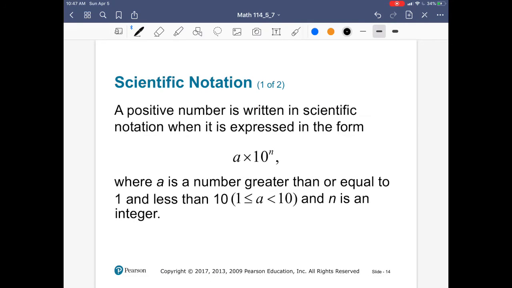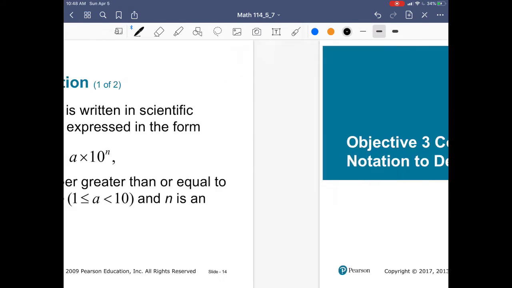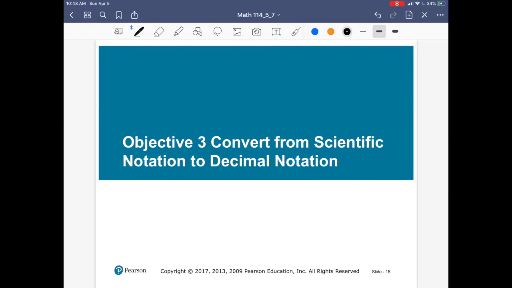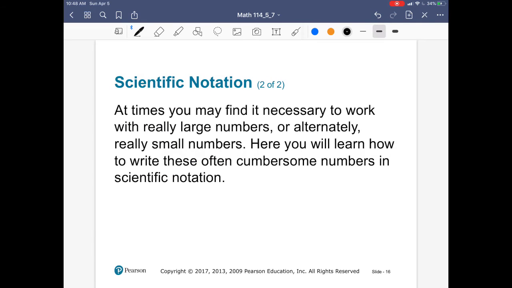Scientific notation. A positive number is written in scientific notation when it is expressed in the form of a times 10 to the power of n, where a is a number greater than or equal to 1 and less than 10, that is 1 ≤ a < 10, and n is an integer. Convert scientific notation to decimal notation.